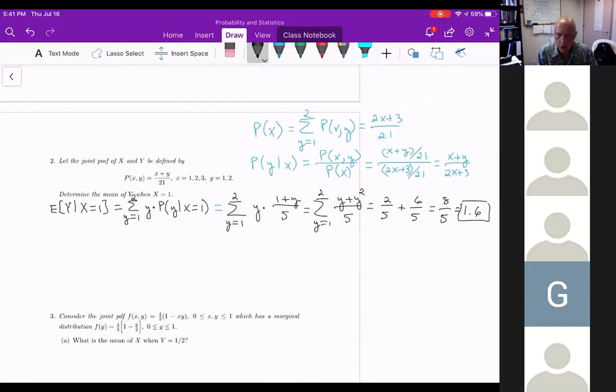Any questions on problem 2? All right. Wait, where did you get 1 plus y over 5? That is because above that in blue, we have the conditional PMF of y given x. So here we have the conditional distribution of y given x. We want to use that here, but we want x to be 1. So I let x be 1 here. And when you do that, what do you get?